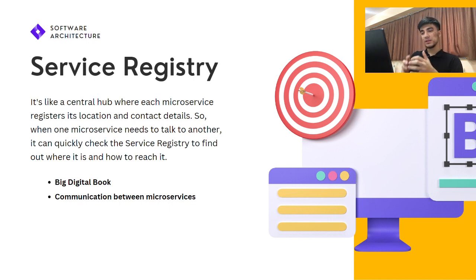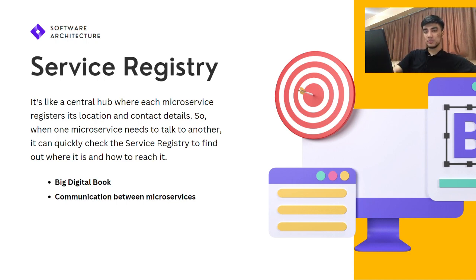So imagine you have a big digital address book where everyone in your neighborhood writes down their name and phone number. That way, whenever you need to call someone, you can just look them up in the book and give them a ring. That's basically what the service registry does for microservices. It's like a hub where each microservice registers its location and contact details. So when one microservice needs to talk to another one, it can quickly check the service registry to find out how to reach it. This makes connection between microservices easy and efficient, even if they're constantly moving around or changing.